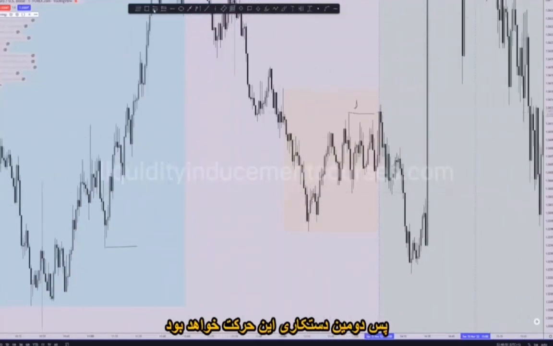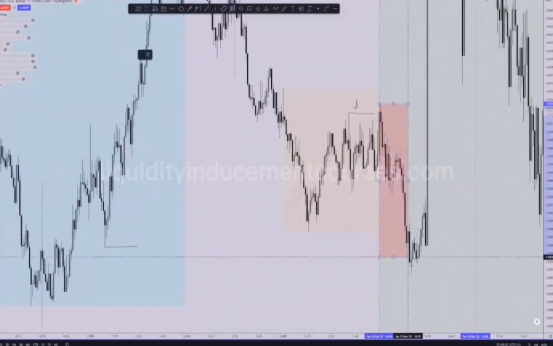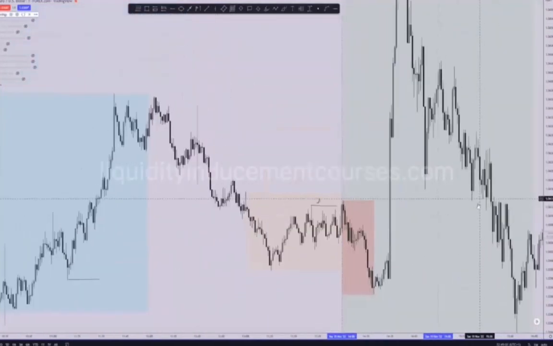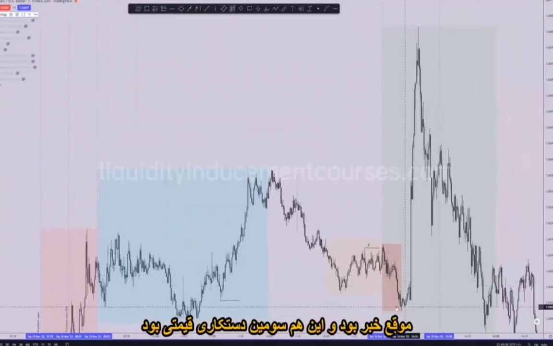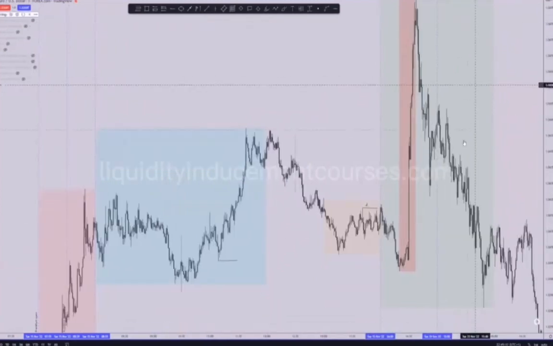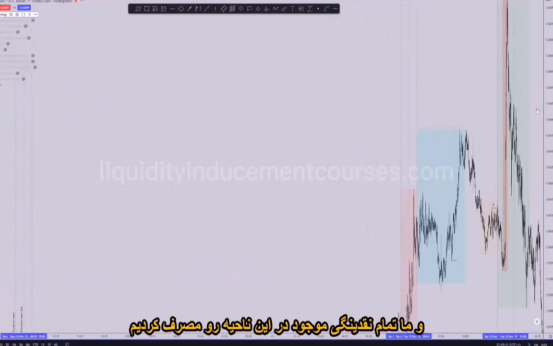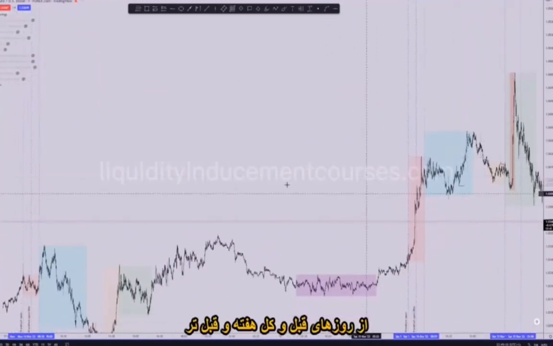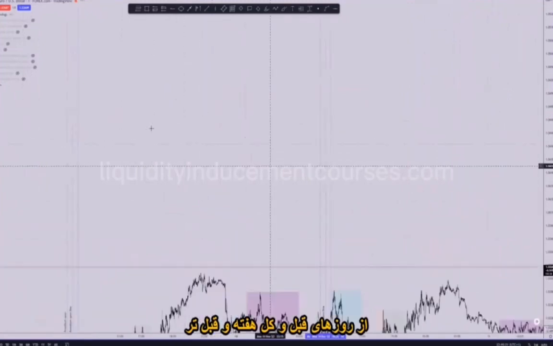So the second manipulation would be this move. And not a traditional manipulation because it was Swift news. And this was the third manipulation of the session. And we took out all the liquidity that was there from previous days, from the whole week, and from the left.